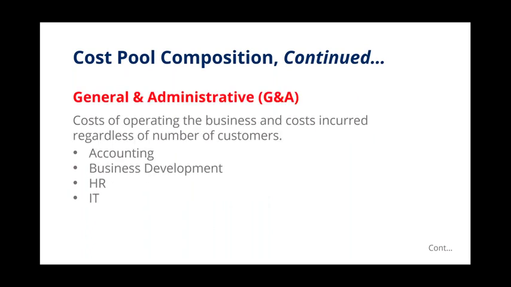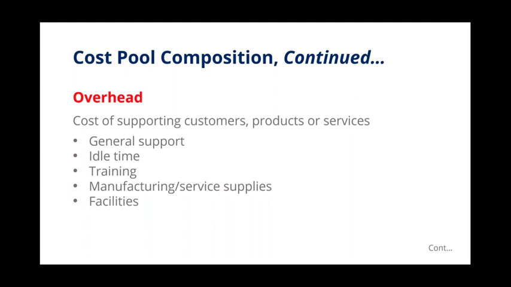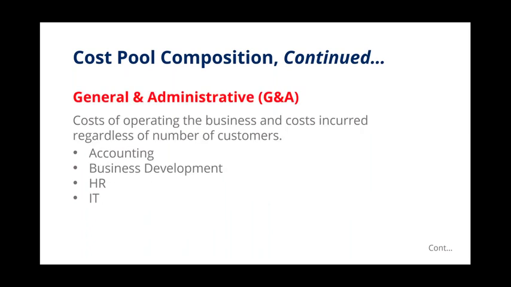So that's overhead. Let's chat for a moment about G&A, or general and administrative. I'm going to flip back and forth between slides a couple of times here. Overhead, just as a quick reminder, was the cost of supporting customers' products or services. And when we talk about G&A, we're talking about the cost of operating the business, or what I also say are the costs incurred regardless of the number of customers that you have. So things like accounting, business development, HR.